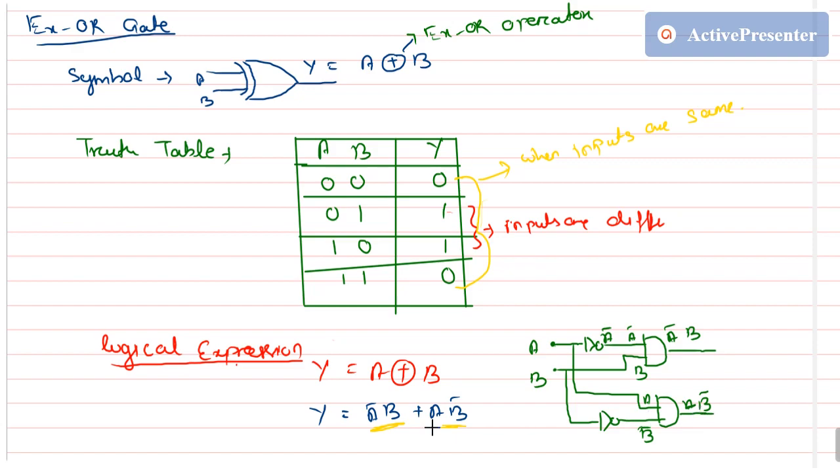Now we have these two terms. A bar B is available here, and A B bar is available here. So these two are to be added, which means we need an OR gate. So I will put an OR gate here, and I will connect both the inputs to this OR gate. So this final output will be Y, which equals A bar B plus A B bar.